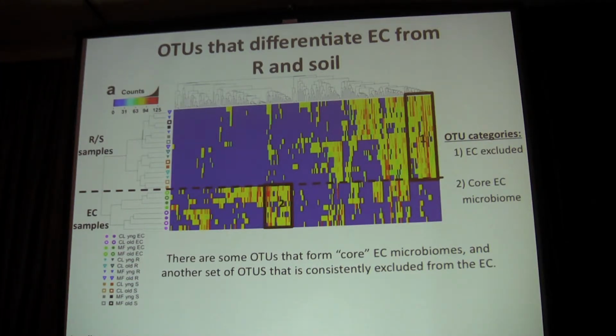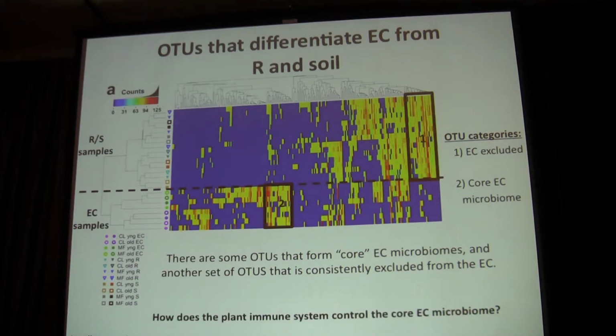The second group here is what we call our core endophyte, our core EC microbiome. These are things that no matter what soil these plants were grown in, again and again, they seem to want them or require them. And this is where I pose my question. Because at this point, it appears that the plant is controlling this process because it's very consistent.